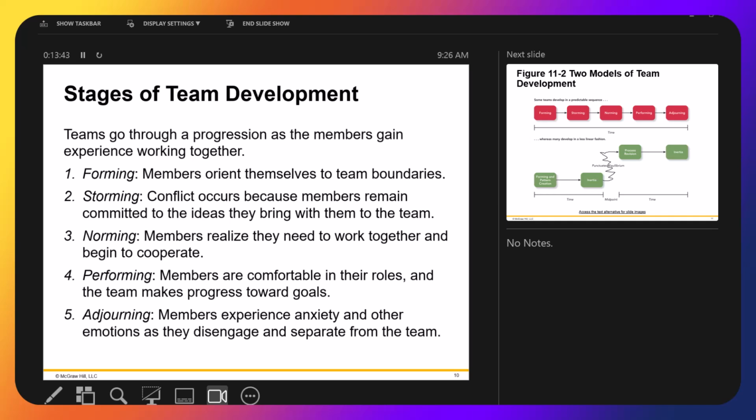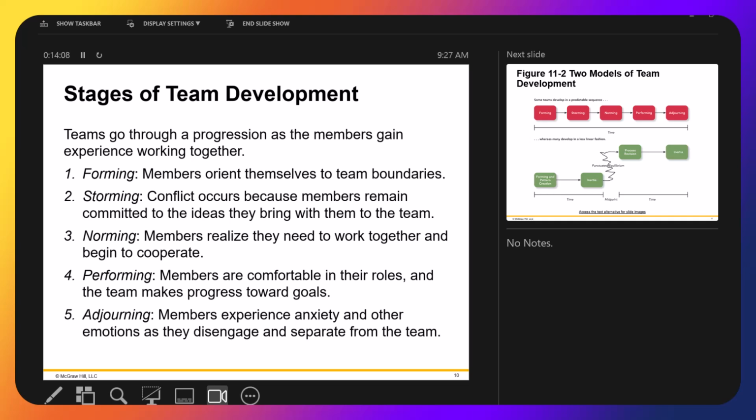Performing. Members are comfortable in their roles. The team makes progress towards their goals. So now people are in their roles and they're good with that. They understand, they're getting their footing. And I can tell you, during performing, you may find that you have to switch roles with individuals to get them where they need to be so you can move forward.